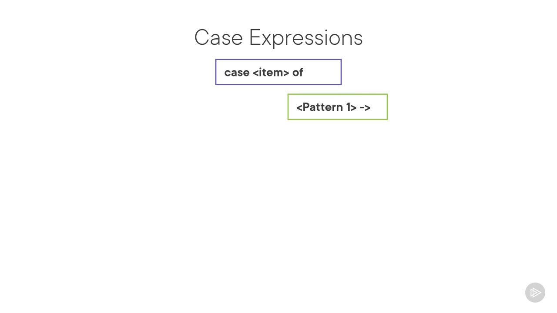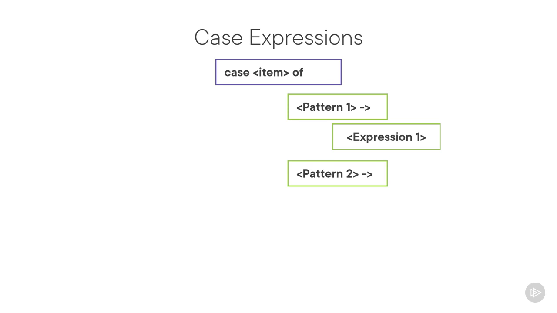Case expressions are complementary to if expressions, since they provide logic for more than two possible branches. The syntax looks like this: case, the item to be matched, and of, followed by an actual pattern. If the item matches pattern 1, then return expression 1. Otherwise, try to match the second pattern. Again, if it matches, then return the second expression. More patterns can be added.